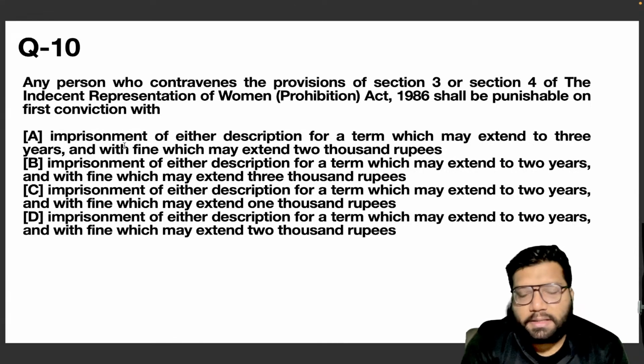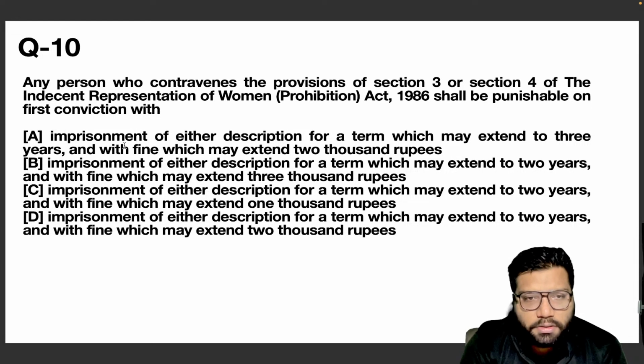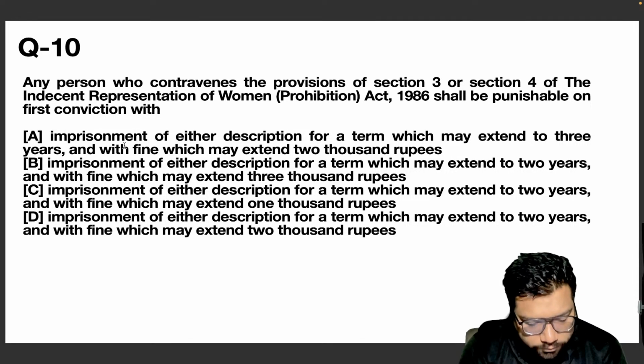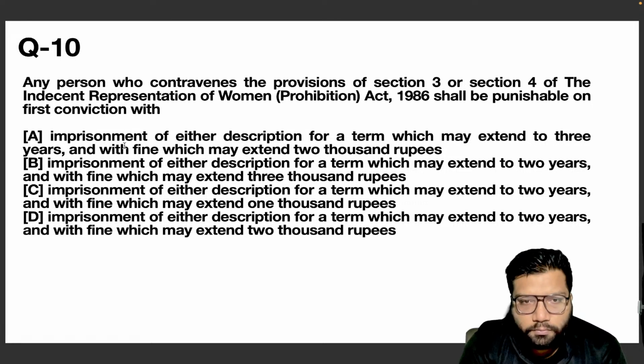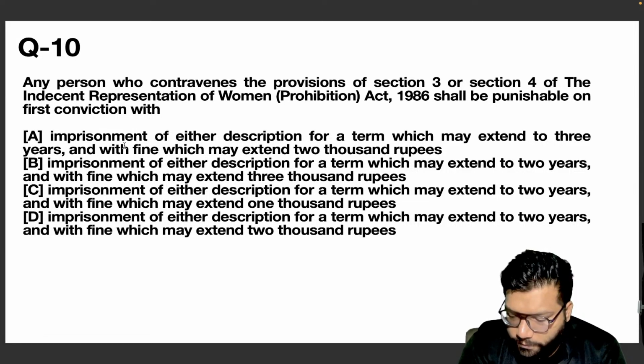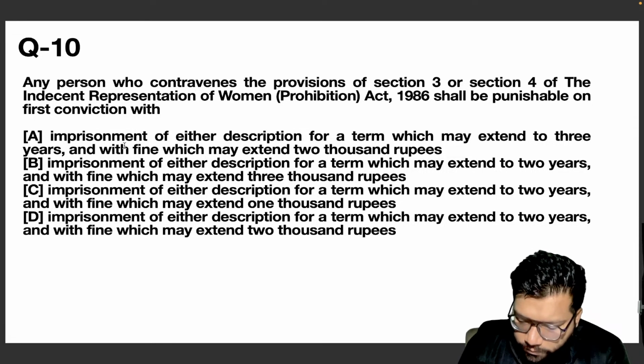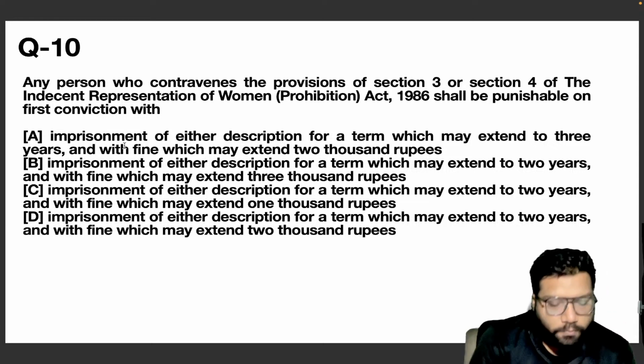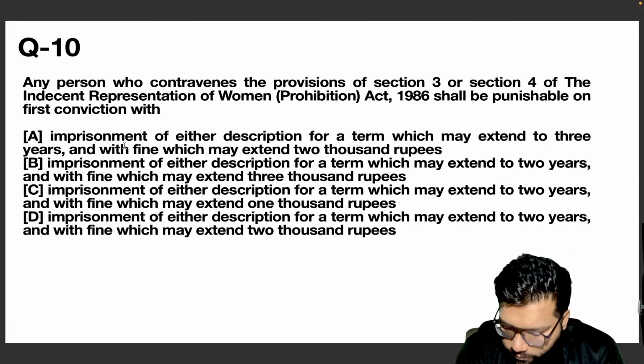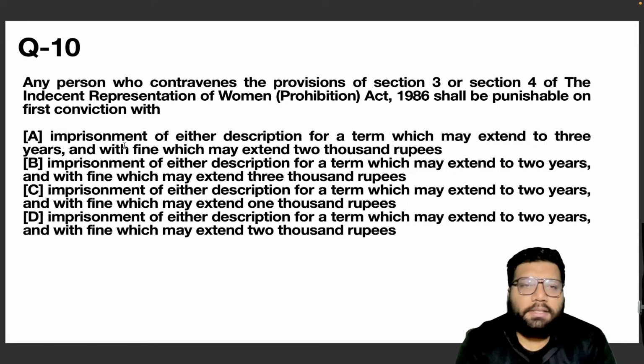Any person who contravenes the provisions of section 3 or section 4 of the Indecent Representation of Women Prohibition Act 1986 shall be punishable on first conviction with. So basically we are here talking about the punishment. Aprajita, Vandana and Pratyush, correct answer, students.